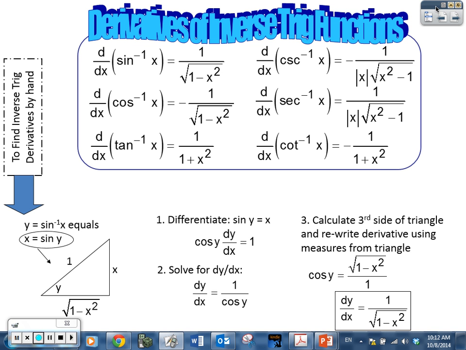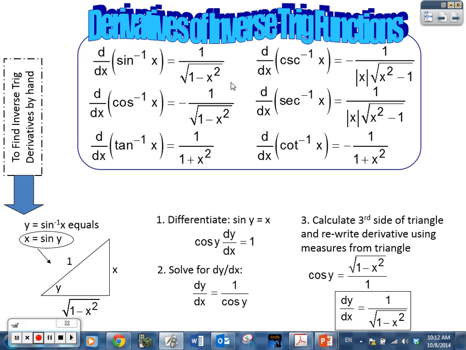If you look at arcsine, hopefully we recognize that this little -1 here does not mean 1 over sine. They use that on the calculator notation, and it's really fairly disturbing to me that they use that notation because we use it for other things too. But what they mean is inverse, not reciprocal. So this would be the arcsine function. The derivative of arcsine is 1 over the square root of 1 minus x squared.